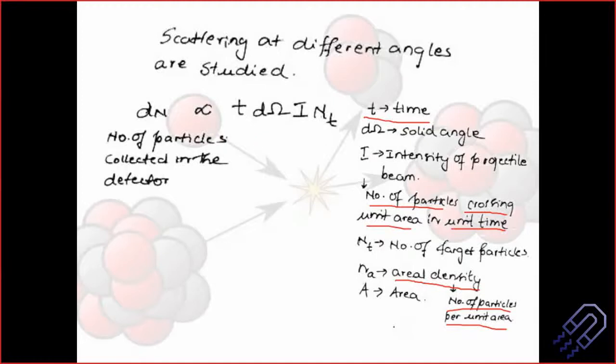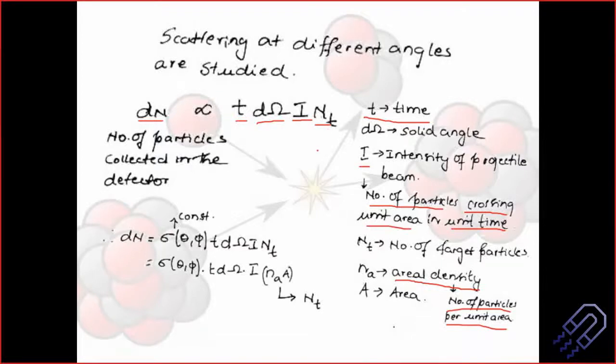And then we saw that the number of particles collected by the detector will depend on a number of factors. First, the time for which it was incident. This is also there in Rutherford scattering, so it is not something very new. D omega is the solid angle, because we are considering a three-dimensional problem. And I is the intensity, just go by the definition here. And nt is the number of target particles, and that's obvious, right? What is collected in the detector will also depend on how many target particles there are. The more target particles, the more the scattering, and the chances are that more particles will be collected by the detector.